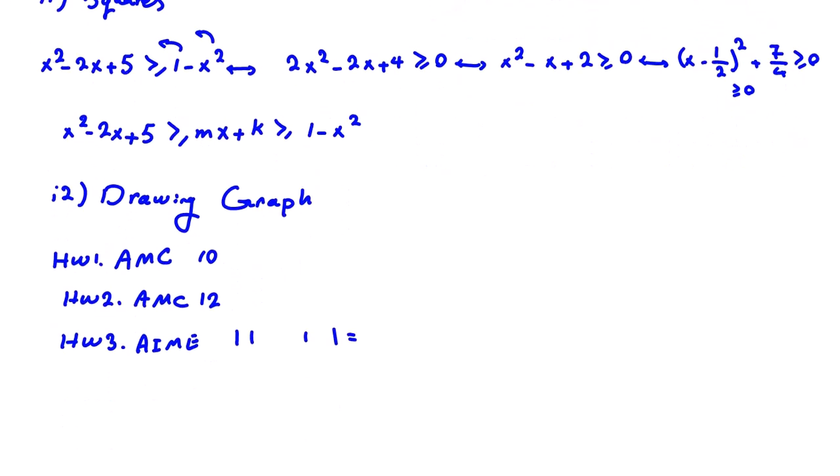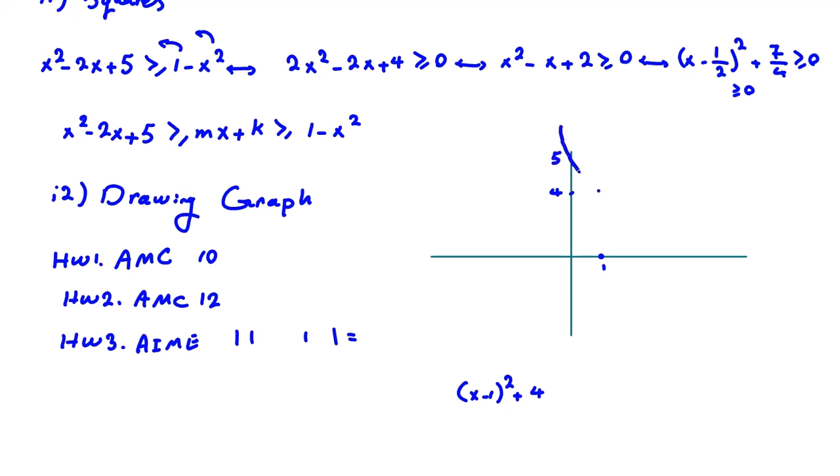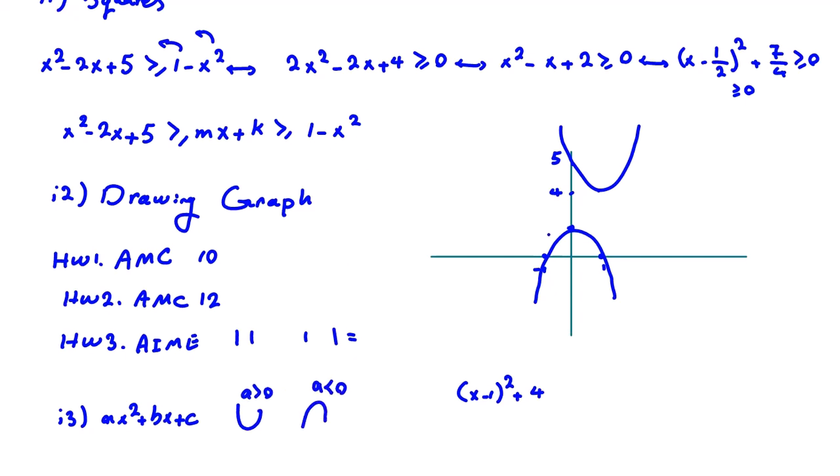Okay, so let's draw these two functions. f of x is x squared minus 2x plus 5, which is (x minus 1) squared plus 4. So the vertex will be (1, 4), and the y-intercept is (0, 5). It will be something like this. And g of x is 1 minus x squared, so the roots are plus minus 1, and the vertex is (0, 1). It opens down because the coefficient of x squared is negative. Idea 3: when you have ax squared plus bx plus c and you draw the diagram, if a is positive, it opens up. If a is negative, it opens down. So here, g opens down and f opens up.